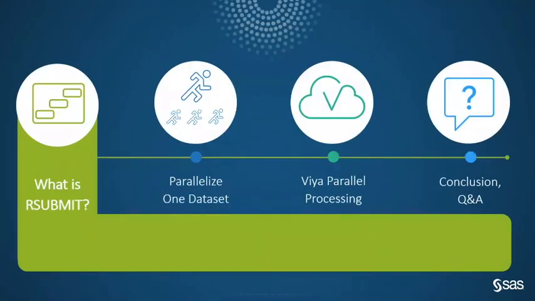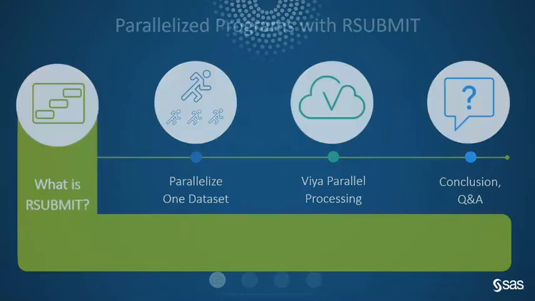Today we're going to talk about what RSUBMIT actually is and go through a really basic example of how to use it to run some programs in parallel. Then we're going to talk about how to parallelize one data set, and then talk a little bit about how Viya does parallel processing natively, particularly with the data step. We'll just briefly touch on that because that can be a whole conversation in and of itself. Let's get started.